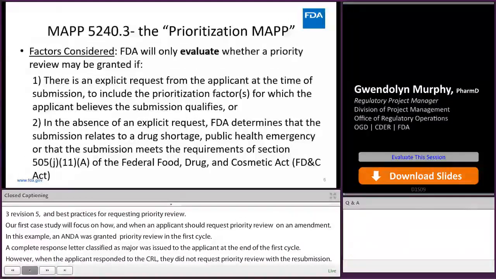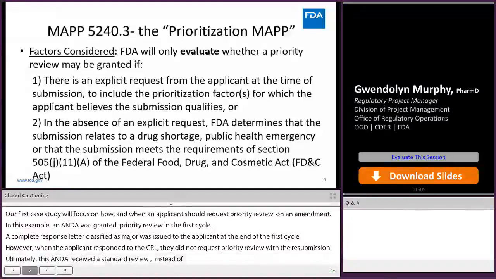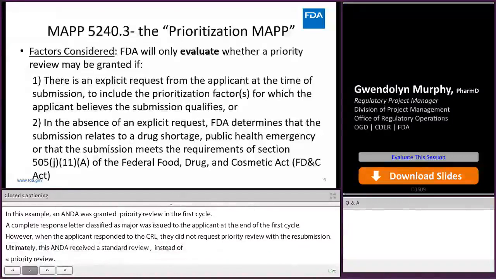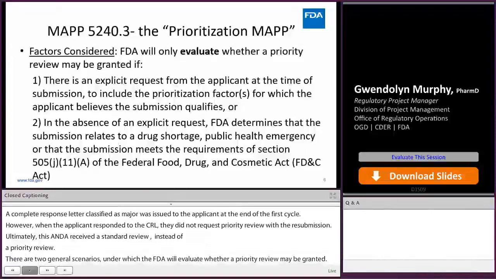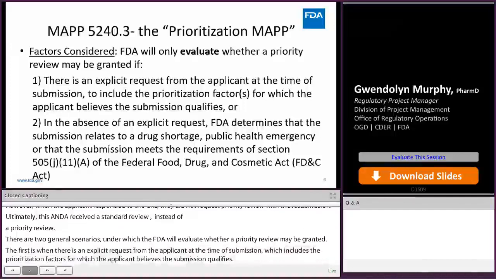There are two general scenarios under which the FDA will evaluate whether a priority review may be granted. The first is when there is an explicit request from the applicant at the time of submission, which includes the prioritization factors for which the applicant believes the submission qualifies. The other scenario is, in the absence of such an explicit request, the agency determines that the submission relates to a drug shortage, public health emergency, or that the submission meets the requirements of Section 505(j)(11)(A) of the FD&C Act.